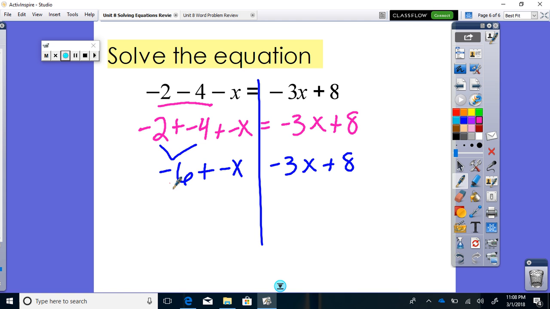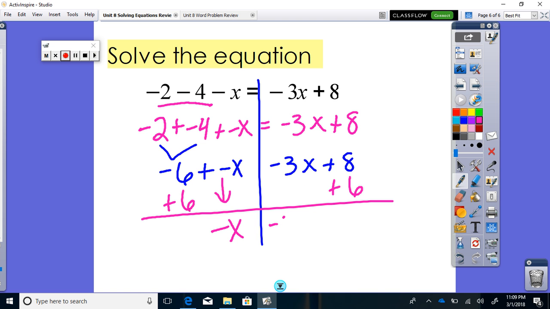Then if I want to start here again, I have a -6, so I can start by adding 6 to both sides. I'm doing inverse operations because -6 plus 6 is 0, so just the -x comes down. Then I'm going to have a -3x plus 14.